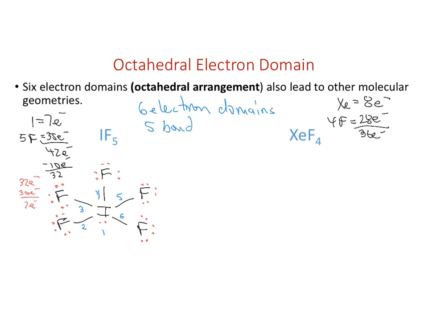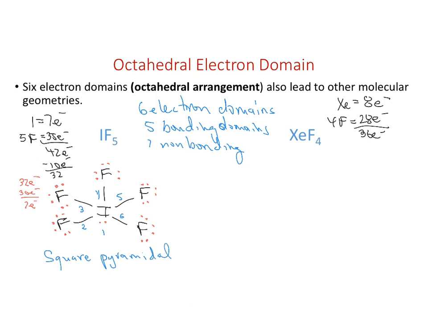5 are bonding domains, and 1 is non-bonding. So because we have 6, we'd be octahedral for our electron domain geometry. And then for my molecular geometry, we would be square pyramidal.